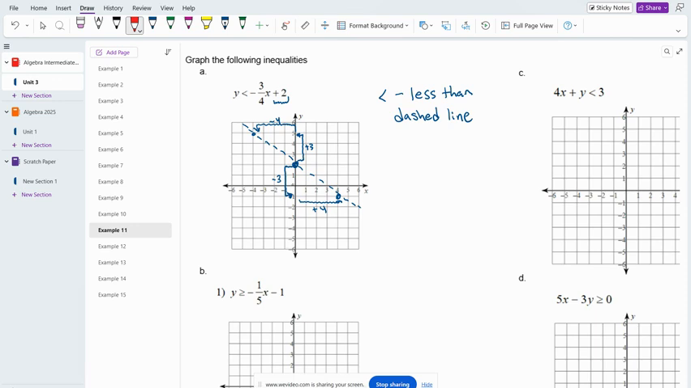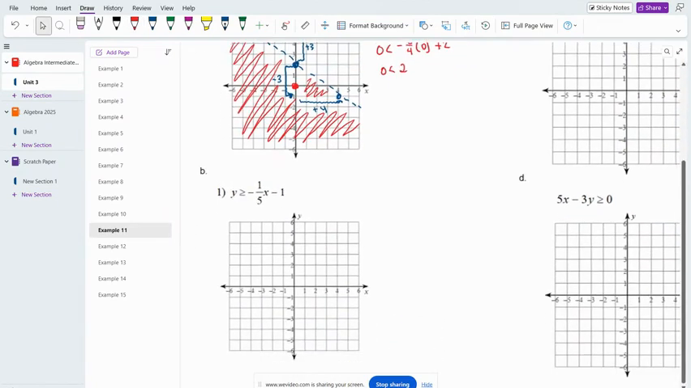It is less than, so we think that the shading is underneath. We're going to check out 0, 0. So we'll put in 0 less than -3/4 times 0 plus 2. That -3/4 times 0 goes away. 0 is less than 2. So we're going to have shading underneath the line. Okay, so now part B.